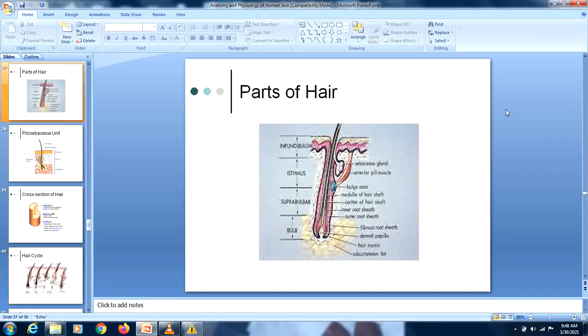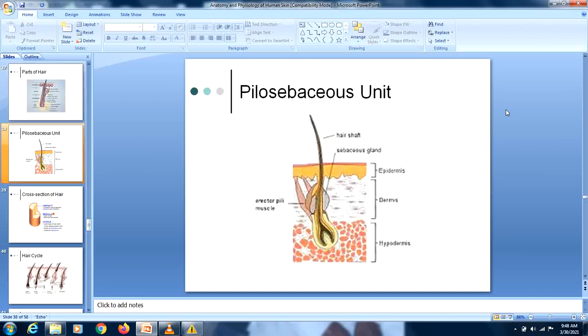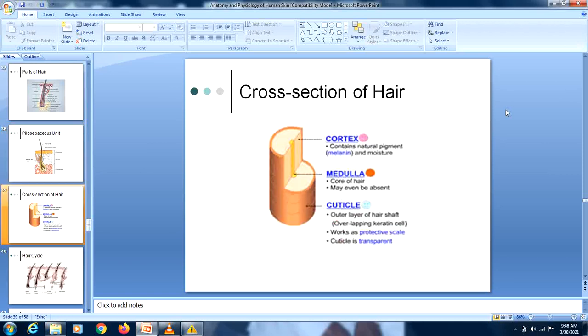This picture is showing parts of the hair. The topmost is the infundibulum, then the isthmus, then the suprabulbar region, and the bulb, where the hair is manufactured or synthesized. This is again a picture of the pilosebaceous unit: hair shaft, sebaceous gland, erector pili muscle. So the hair follicle goes to the hypodermis in depth. In cross section of a hair, the outermost is the cuticle, then the cortex, and the centermost part is the medulla.